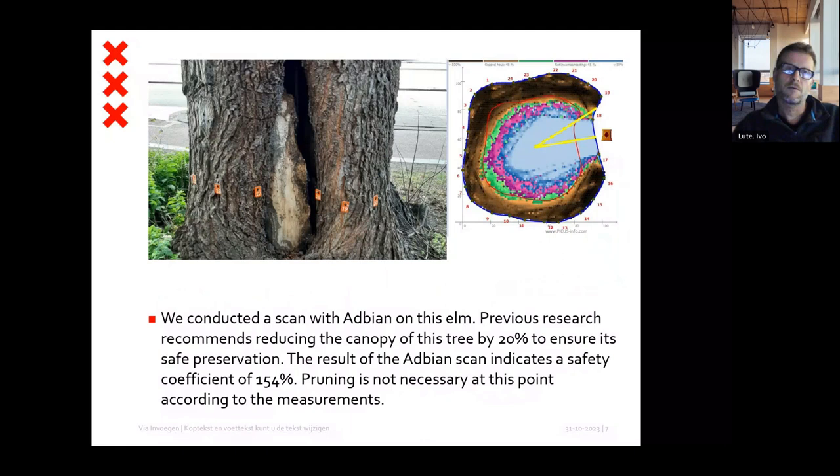In this tree, you can clearly see decay. That's one of the reasons why it's included in the pilot. And this tree has also been previously examined with a sound tomogram. You can see the inside of the tree clearly. But the remaining wall is just based on the Mattheck norm, on the Mattheck calculation. And the previous research recommended reducing the canopy of this tree by 20% to get a safety factor. After we scanned it with Adbian, the scan indicated a safety coefficient of 154%. So we didn't have to prune.